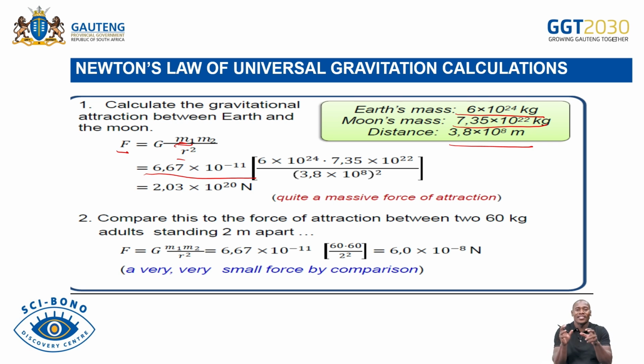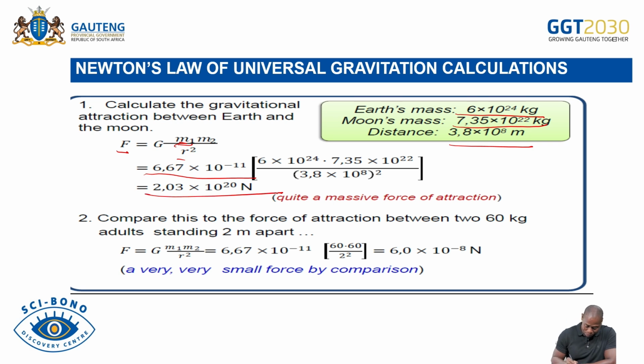But if it's not the Earth, maybe it's another planet, X, Y, Z, it doesn't matter, the examiner must give us the radius of that planet and the mass of that planet. That is very, very important. Okay, so I hope I've answered the question.